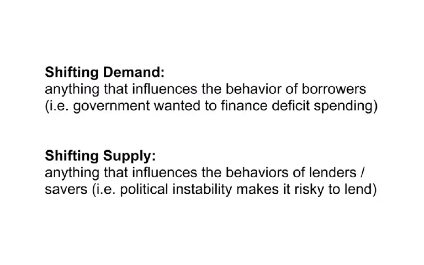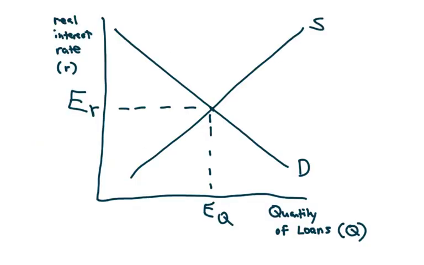And then for supply, anything that influences the behaviors of lenders or savers. For example, if there's political instability in a country, meaning the country's in turmoil, maybe you don't want to lend as much money because you're afraid, oh my gosh, is this person going to pay me back? Are they going to be alive to pay me back? There's a lot of dangerous stuff going on. And so maybe that convinces people to lend less. That's going to move supply to the left, which will also, in this case, increase the equilibrium interest rate to R1. So nothing too crazy or tricky there.